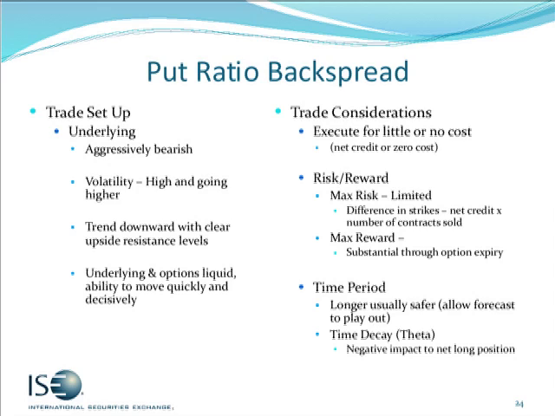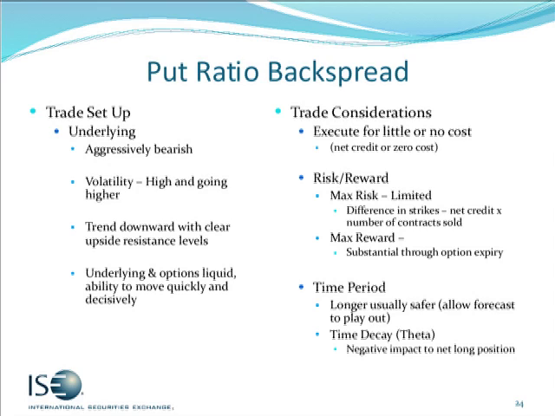Put ratio backspread. We just flipped this whole thing. Now we're going to be aggressive. We still need that volatility to go up, and on direction, bearish and high volatility, and the underlying is heading down. That's a good thing. You need to trend downward, but need that upside consistent level. You need to take a look and say where it's changed and what we have to be careful of.